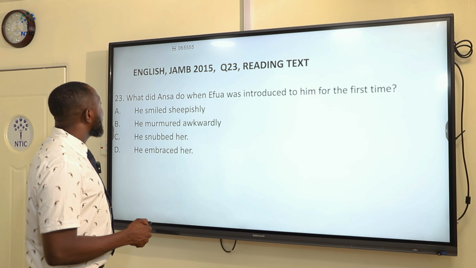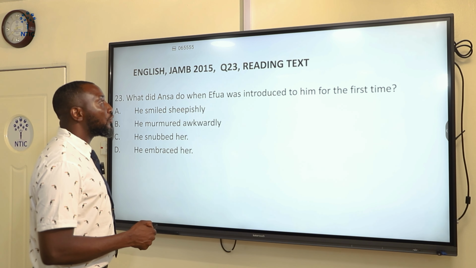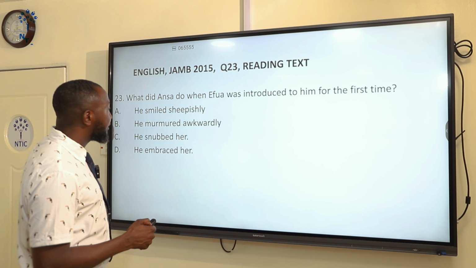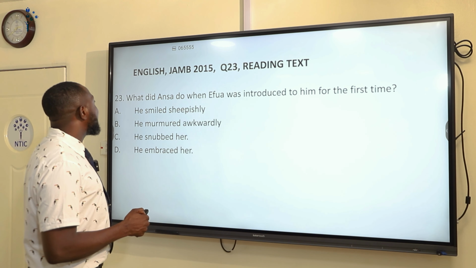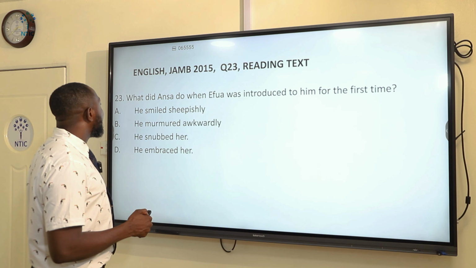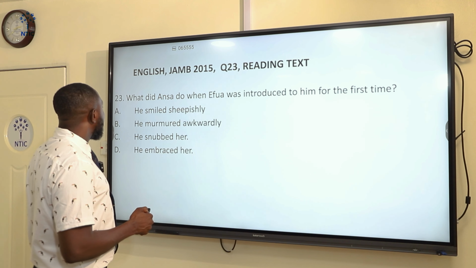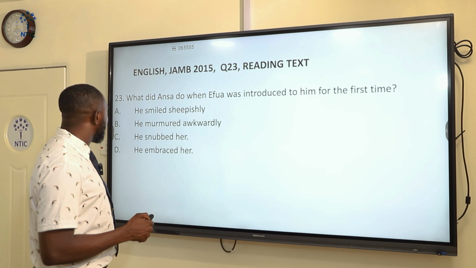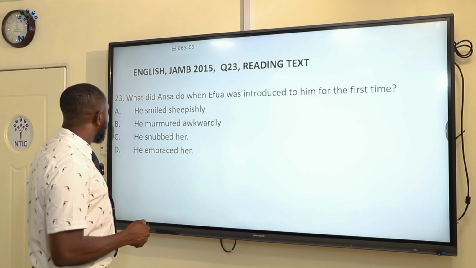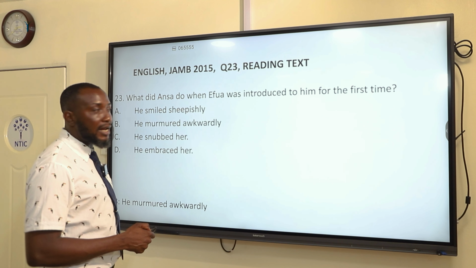23. What did Ansah do when Efua was introduced to him for the first time in the text? A, he smiled sheepishly; B, he murmured awkwardly; C, he snubbed her; D, he embraced her. He murmured awkwardly is the right answer.